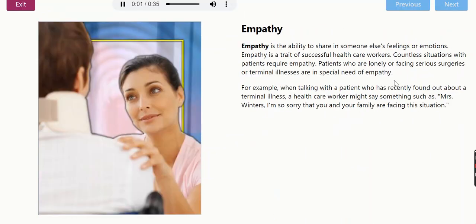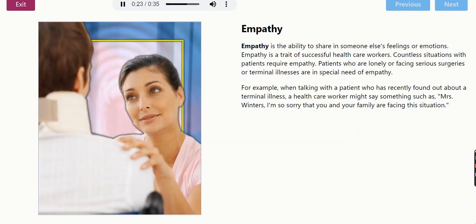Empathy. Empathy is the ability to share in someone else's feelings or emotions. Empathy is a trait of successful healthcare workers. Countless situations with patients require empathy. Patients who are lonely or facing serious surgeries or terminal illnesses are in special need of empathy.